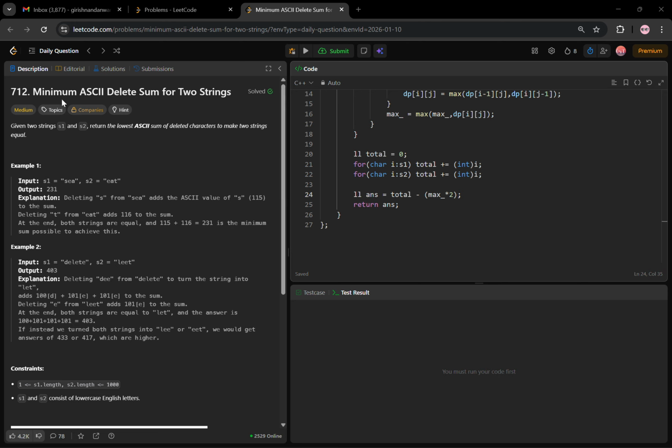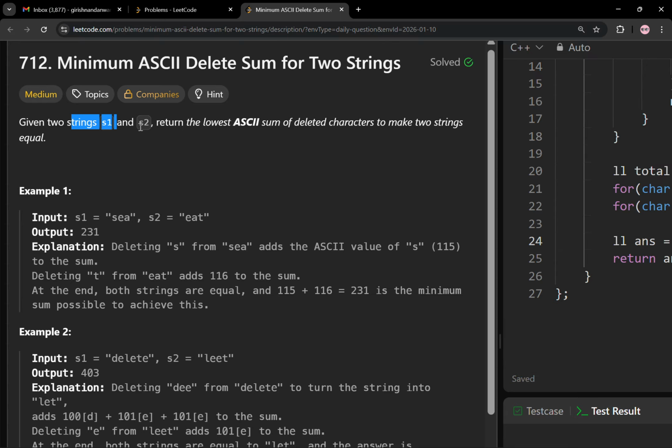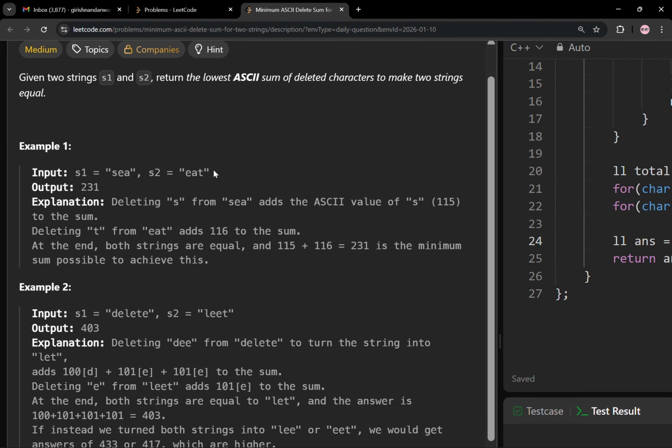Hello guys, today we will see the Leetcode problem number 712, Minimum ASCII Delete Sum for Two Strings. The problem says that two strings S1 and S2 are given to us, and we have to return the lowest ASCII sum of deleted characters to make the two strings equal. To make two strings equal, we have to delete some of the characters, and to minimize that sum, we have to return the lowest ASCII sum of the characters we delete.